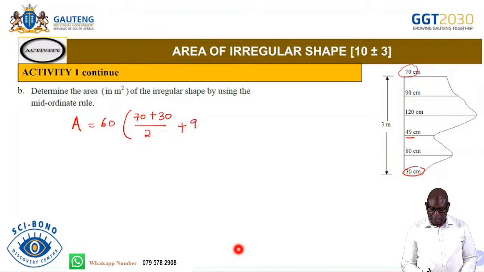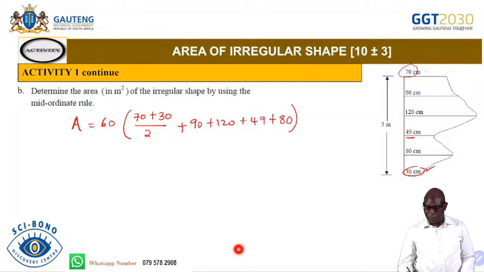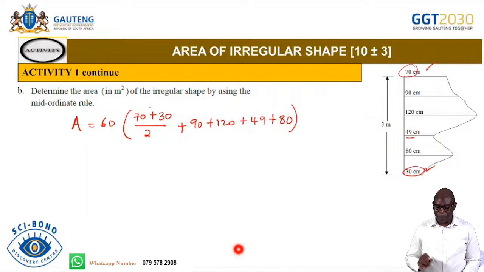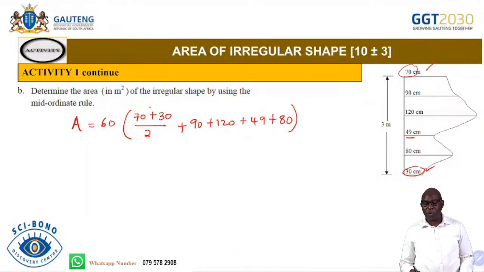Then I'm going to add the 90, the 120, the 49 and the 80, and I close the bracket. Those two I already used there, because I think that is the biggest mistake that we make, to use them again. So check that. Now I'm going to multiply this out, and the answer becomes 23340. Remember, its area is in square centimeters.